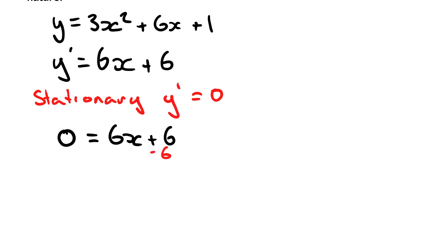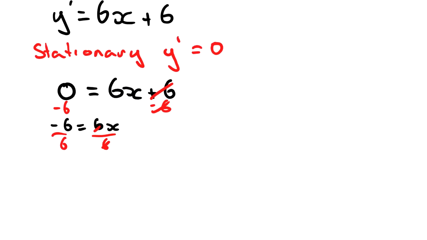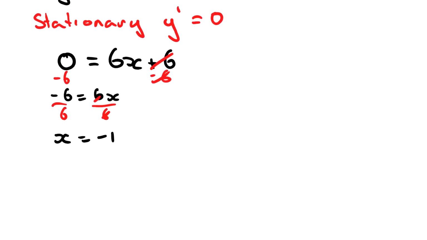So minus 6 minus 6, we get minus 6 equals 6x, and then we can divide by 6, and we get x equals negative 1. Now that we know that, we should probably find our y value, because this is a set of coordinates, so you need an x and a y.